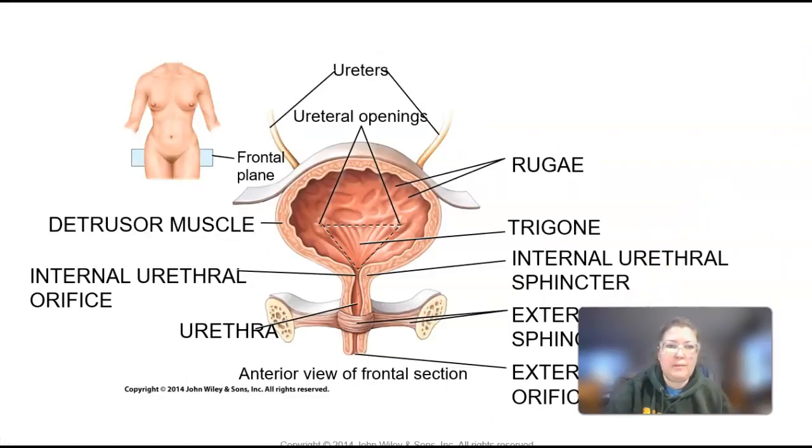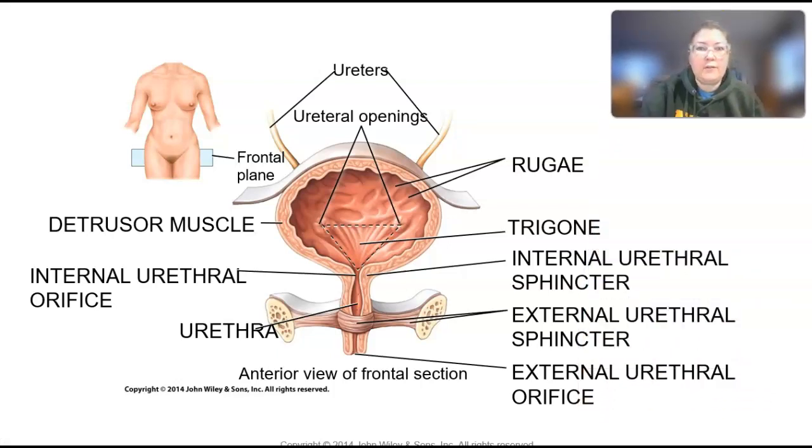Okay, so looking at our image of the bladder here, the bladder itself, as I mentioned, we have two ureters. Each of them has their own opening that goes through the posterior side of the bladder. It has this kind of rough, bumpy surface that allows it, again, for stretching. We saw this with the stomach as well, and it actually has the same name, which is called the rugae.